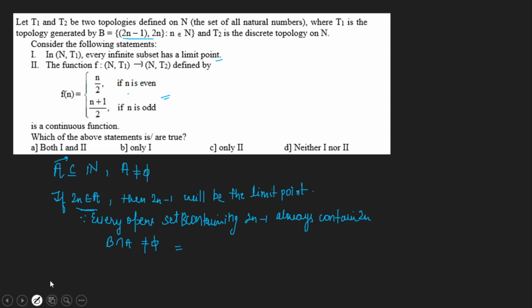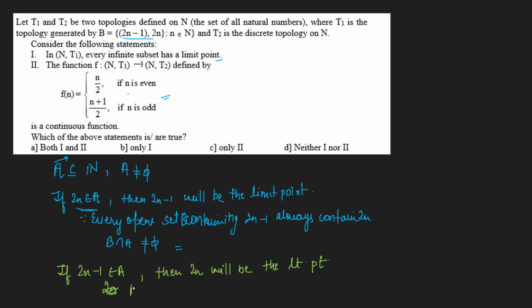Now let's suppose 2n minus 1 belongs to A, then 2n will be the limit point. Why? 2n will be the limit point because if I take any open set containing 2n, then it will always have 2n minus 1.